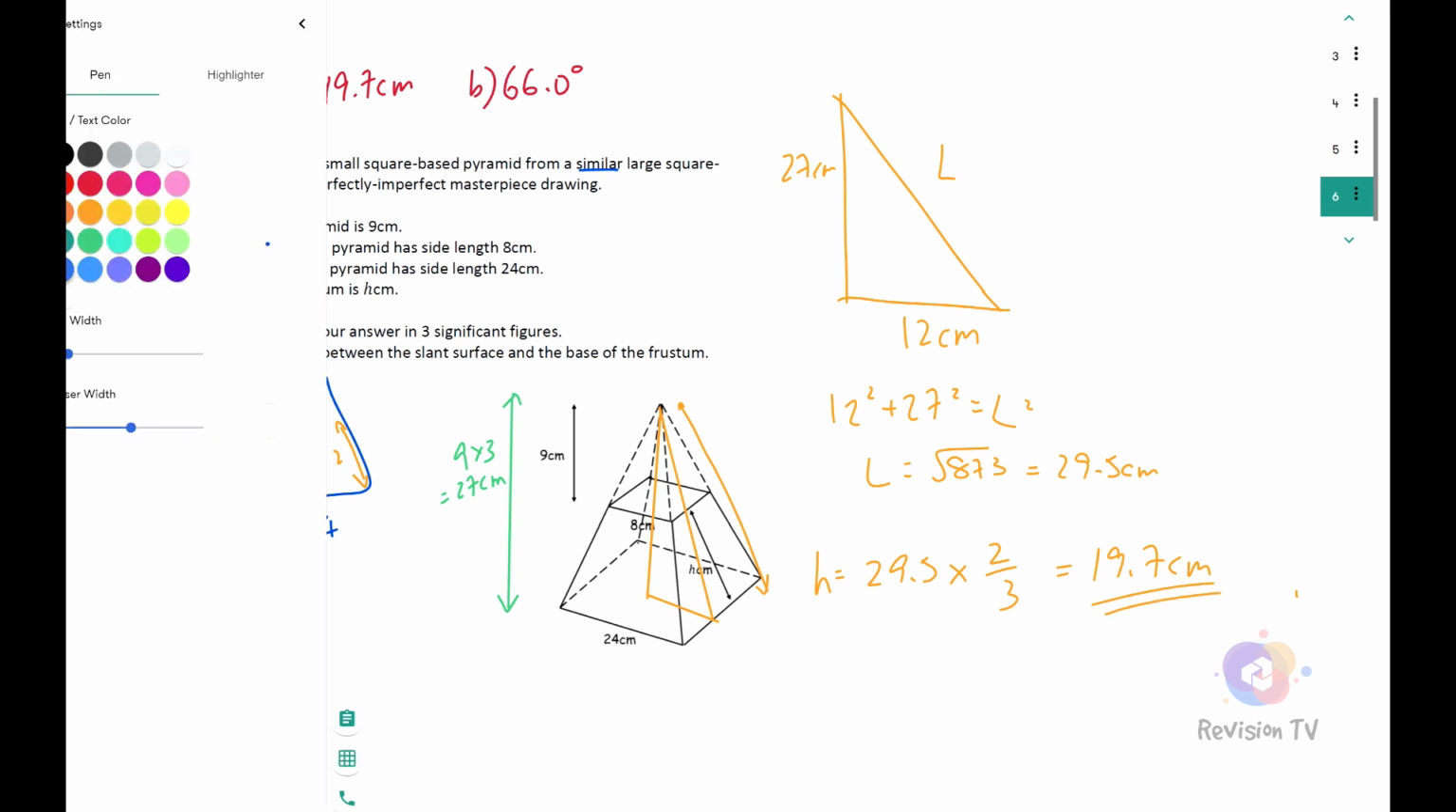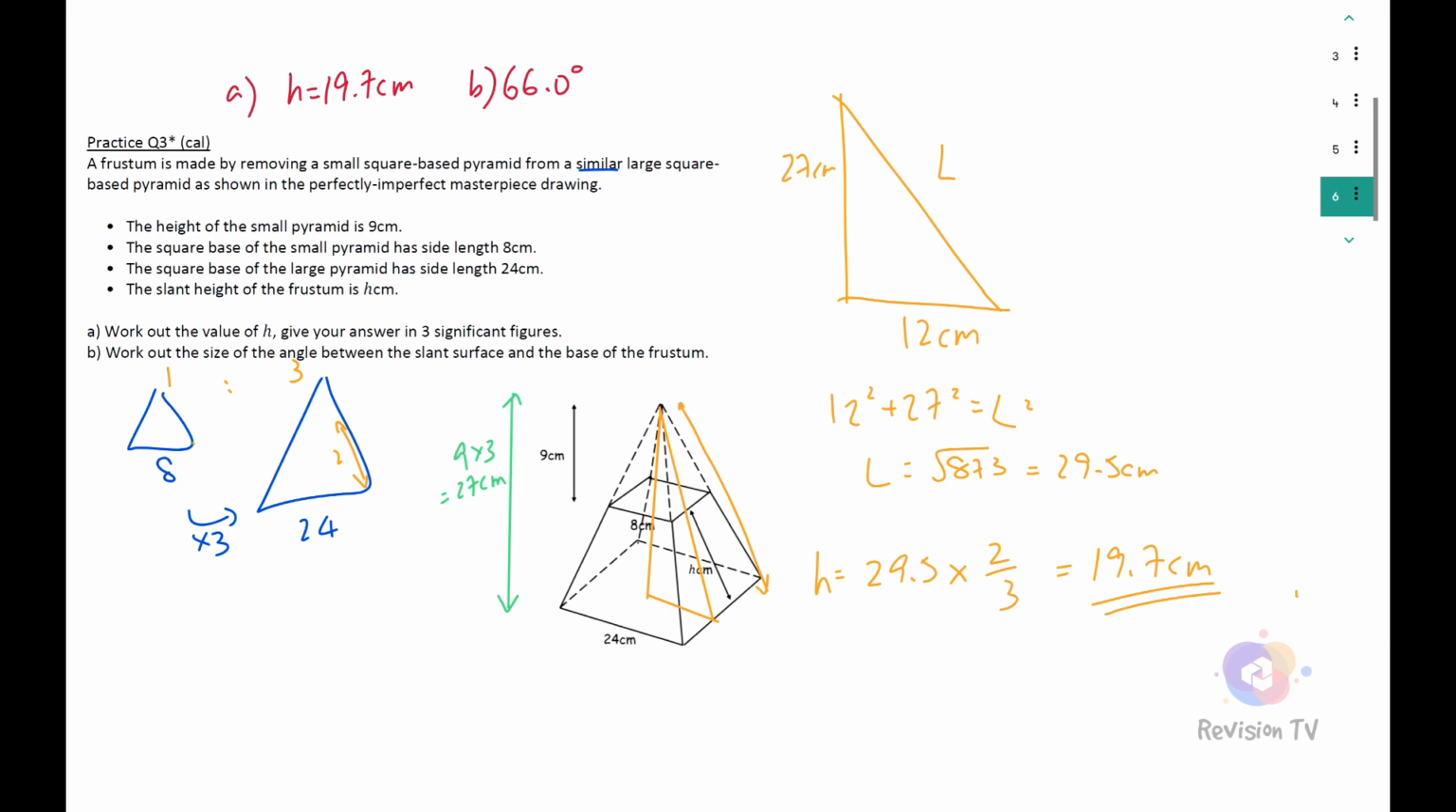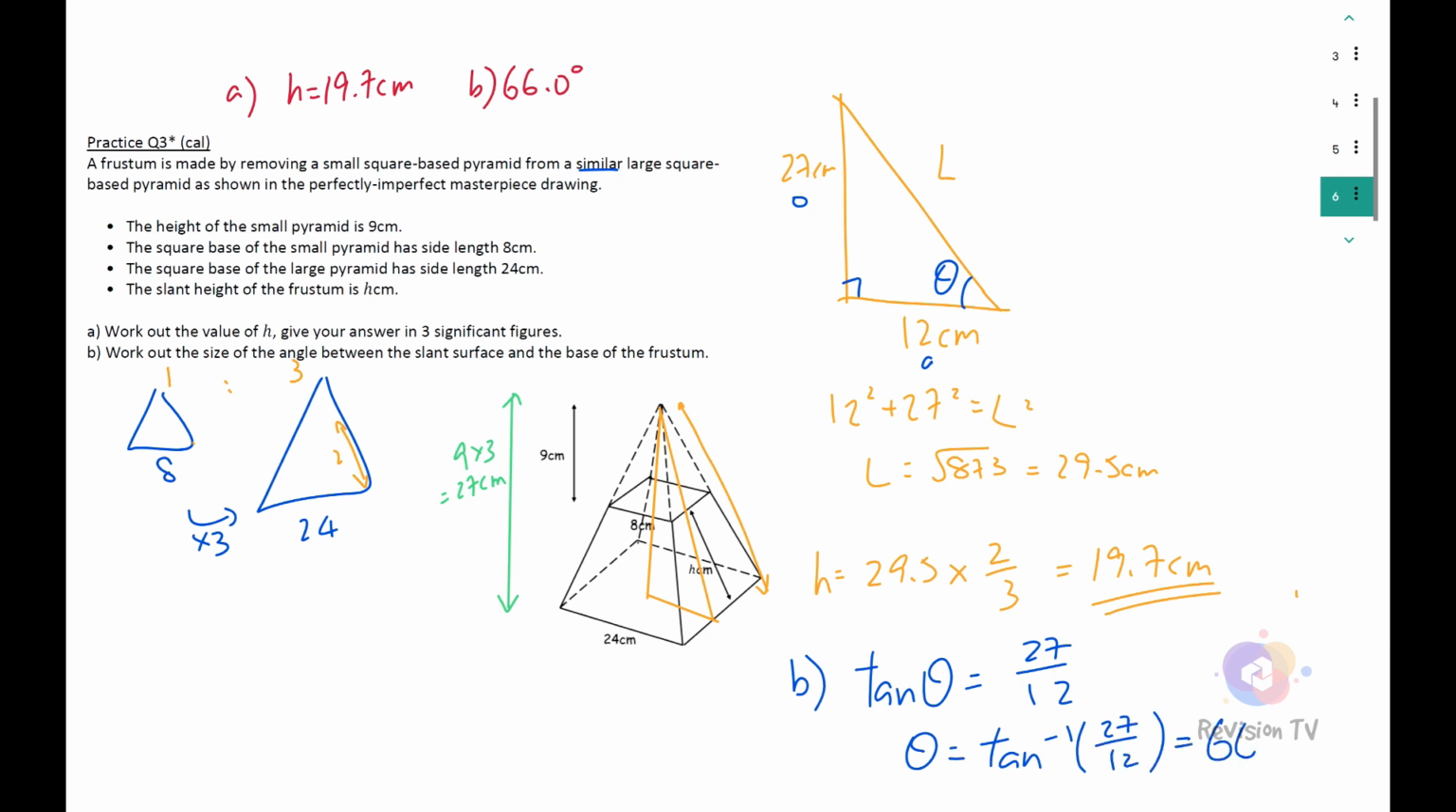Next one, part B. Work out the size of the angle between a slant surface and the face of the frustum. So they would like you to work out this angle here. To work out the angle, easy. We know that's a right angle. That's opposite, that's adjacent. So tan theta equals 27 over 12. So theta equals inverse tan of 27 over 12, which equals 66.0 degrees.